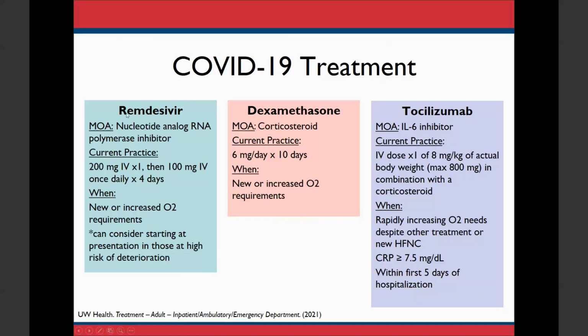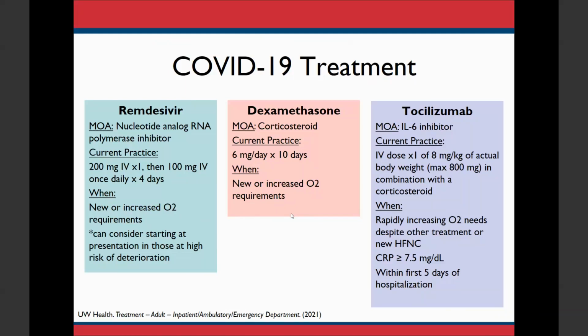The other pillar of therapy is dexamethasone, which is the corticosteroid that we typically use for COVID therapy. Usually we give 6 milligrams per day for 10 days. And this is when patients have new or increased oxygen requirements, and usually not sooner.